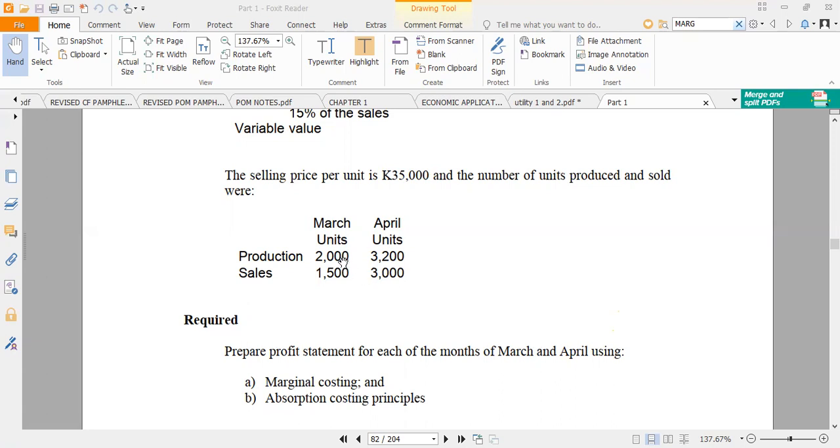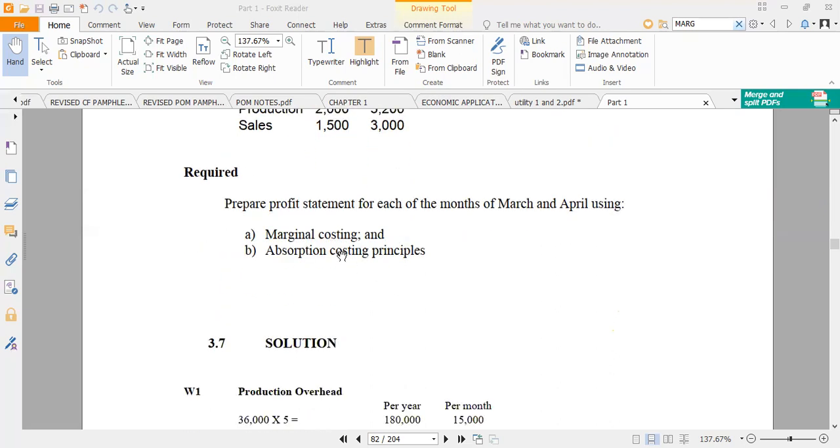700, because we opened with 500, which was the closing stock for March, the opening stock for April, plus production of 3,200, minus the sales of 3,000, which will give us the closing value of 700. Now, prepare a profit statement for each of the months, March and April, using marginal costing and absorption costing.